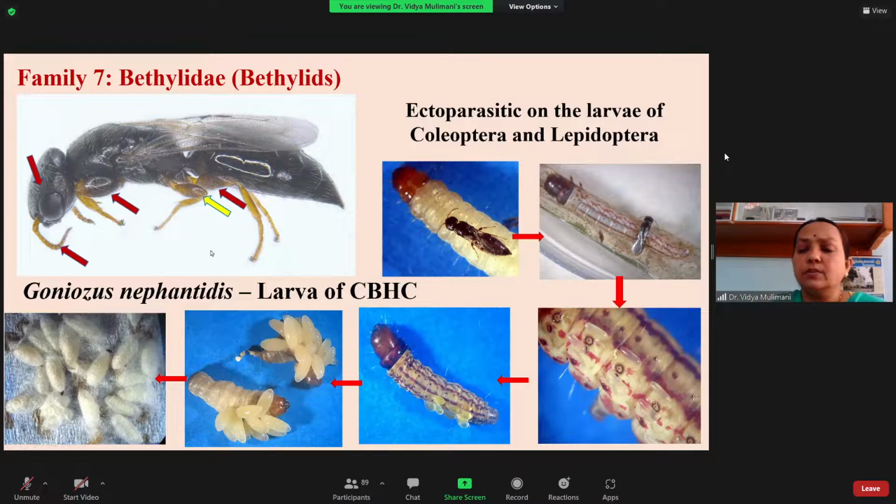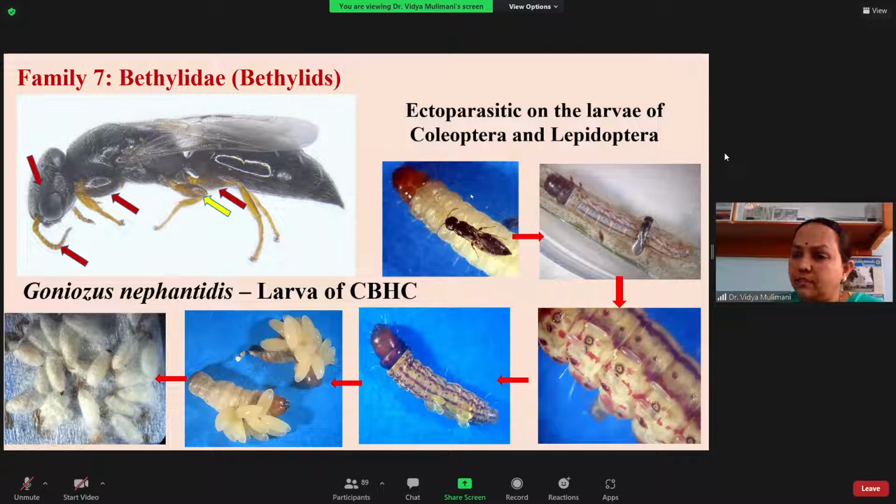Next common family you have is the Bethylidae. This is also an important family which is mass multiplied in the laboratory and released for the control of the larvae of the coconut black-headed caterpillar. Here you can see it looks like an ant. It is small; in the photograph it may look bigger, but it is just like a small house ant that you have seen. Then what is the character?